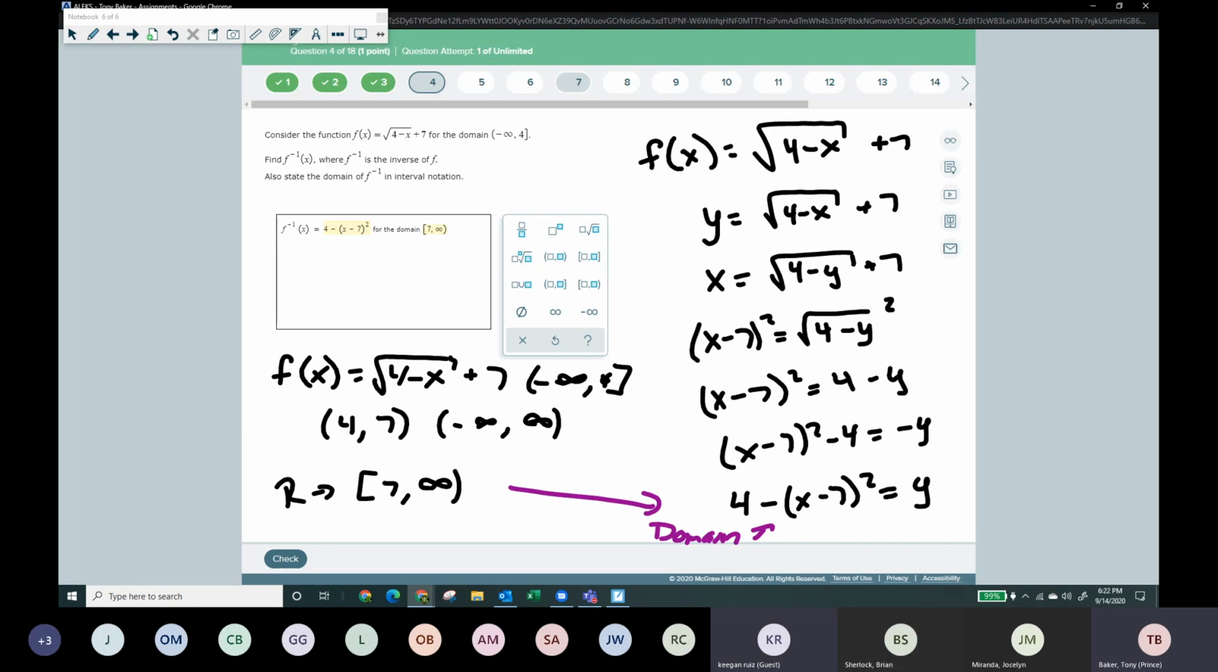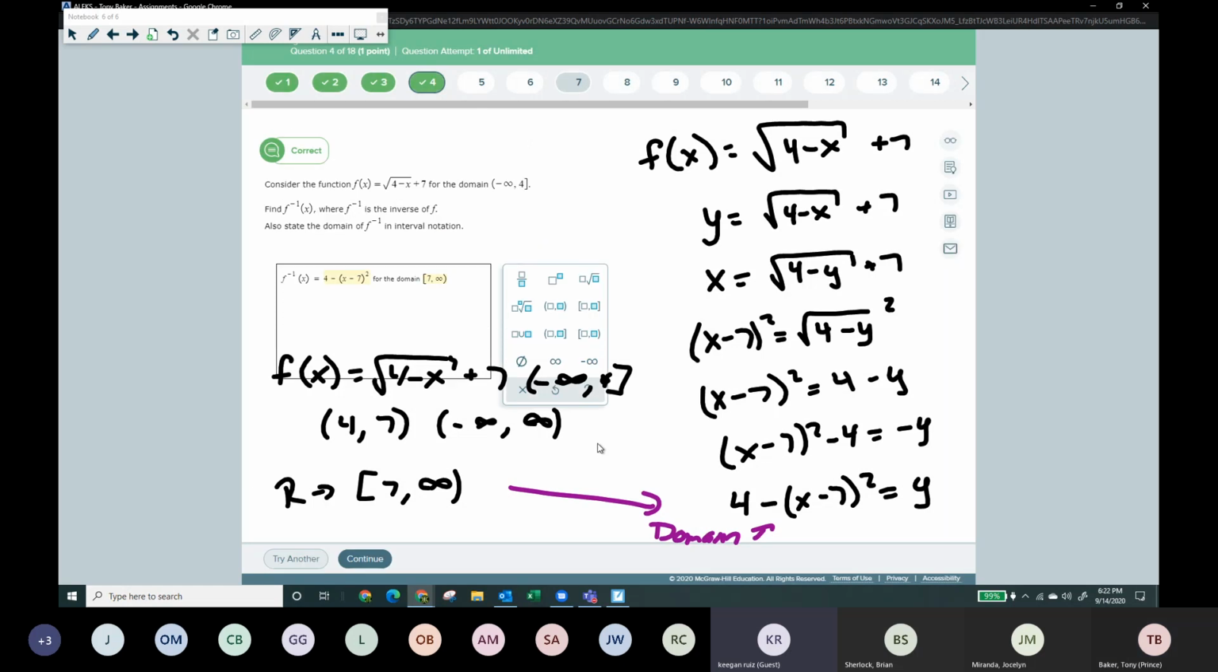I have a quick question. Sure. If the domain is 7, but you plug 7, never mind. I'm plugging 7 into the inverse and it works. Never mind. Okay.